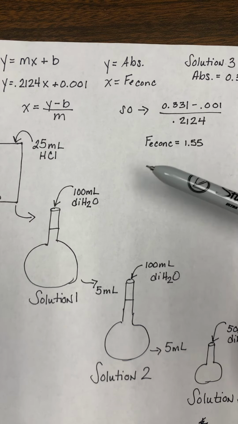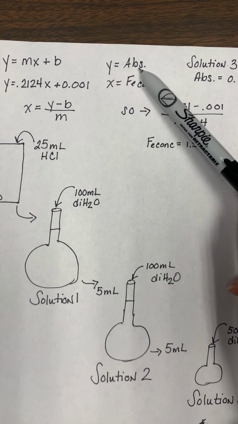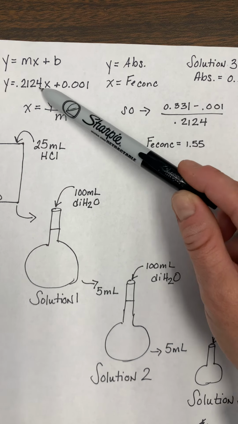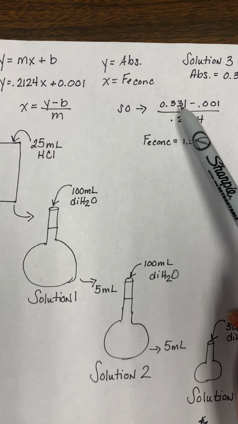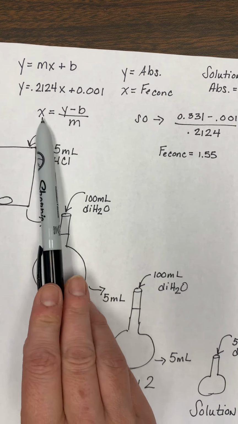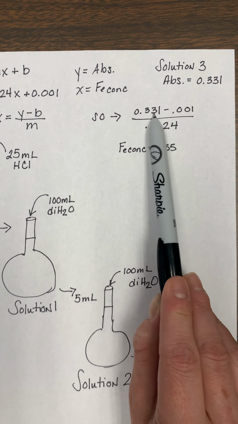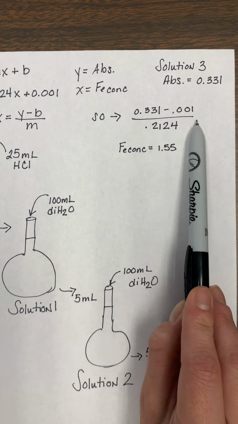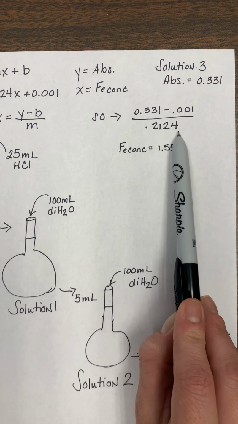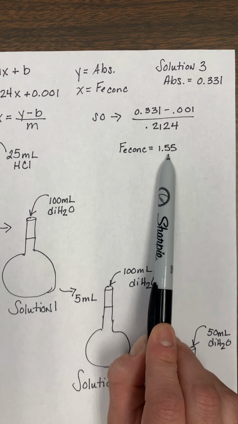You're going to take that absorbance and put it into your calculation. This is from your standard curve, okay? Where X would be the iron concentration and Y would be the absorbance, okay? M and B obviously are given to you from the standard curve, so we would rearrange this and have X equals Y minus B over M. So in this instance, it would be 0.331, which is the absorbance we measured, minus 0.001 over 0.2124. So with this calculation, I come out with my iron concentration being 1.55, okay?